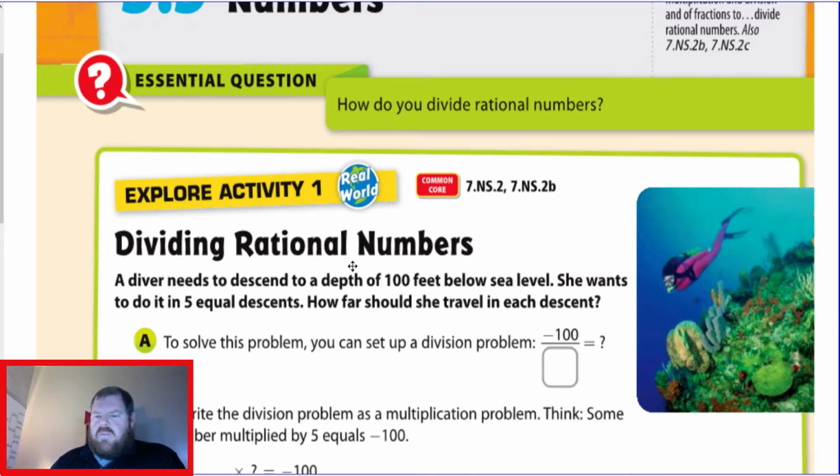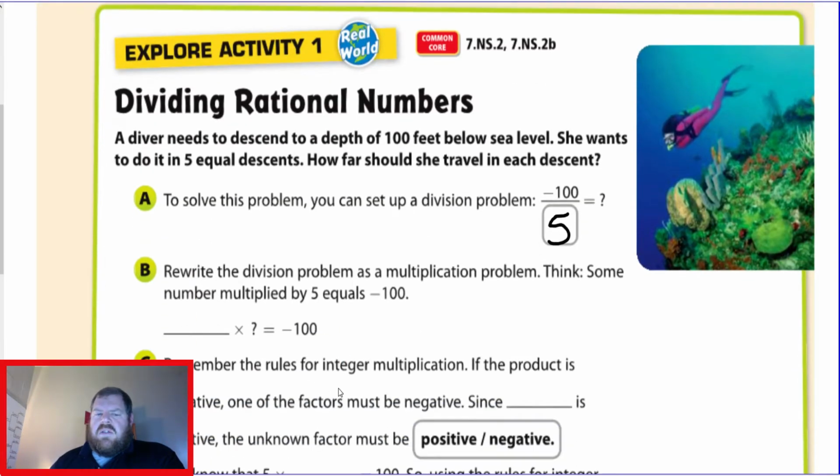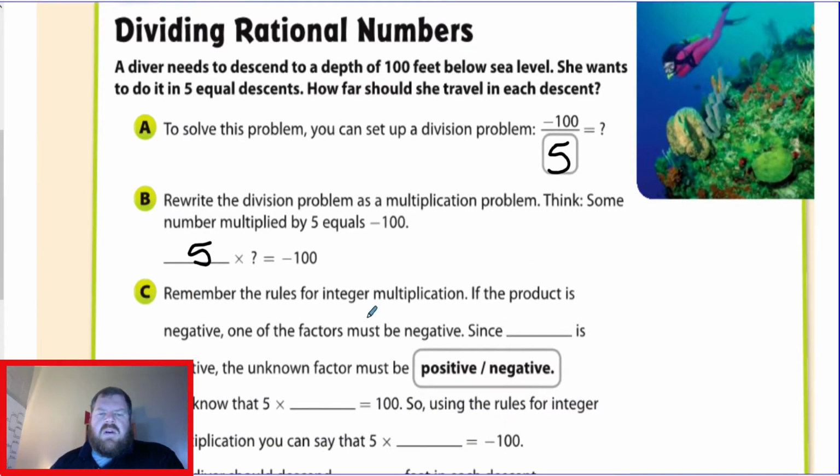To solve this problem, we can set up a division problem that says she wants to go down 100 feet in 5 equal descents. And then how far should she travel in each descent? So it says to rewrite the division problem as a multiplication problem. And we think about some number times 5 equals negative 100. So 5 times what would give us negative 100? And then we do want to talk about the integer rules a little bit.